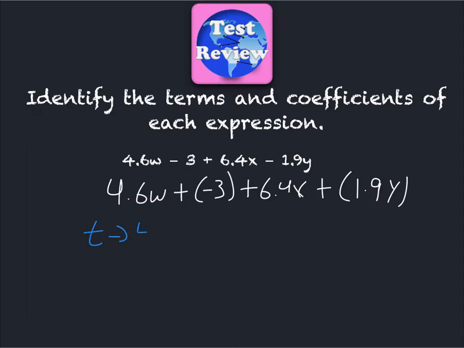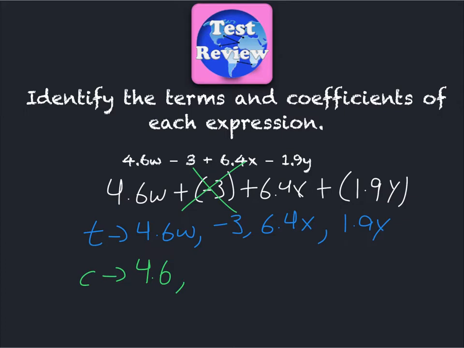We have 4.6w, -3, 6.4x, and 1.9w. So those would be your terms. Now what about coefficients? Well, a coefficient is the number factor of a term that contains a variable. So it would only apply to terms that contain a variable, not constants like -3. So your first coefficient would just be the number part. So it would only be 4.6. That would be your coefficient.